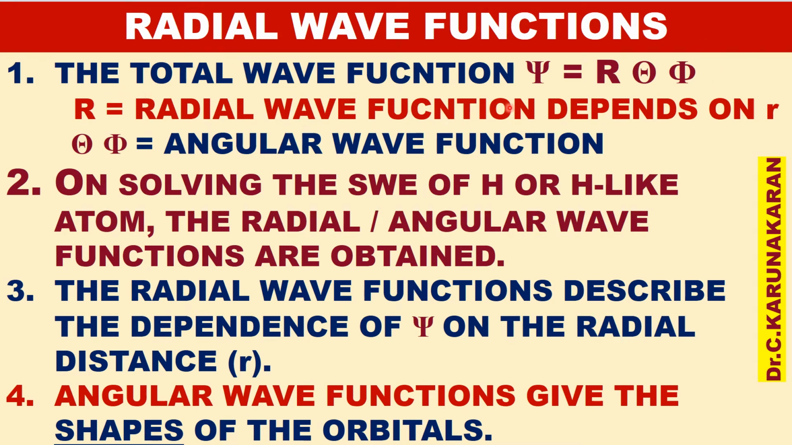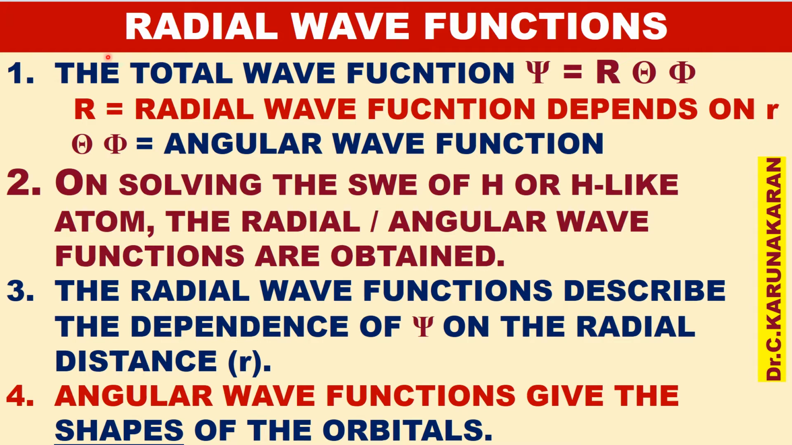The total wave function is obtained by solving the Schrödinger wave equation of hydrogen or hydrogen-like atom. We have seen in the hydrogen atom problem that the solutions obtained by solving the Schrödinger wave equation are called wave functions. The wave functions are nothing but atomic orbitals. Each wave function corresponds to a particular atomic orbital.